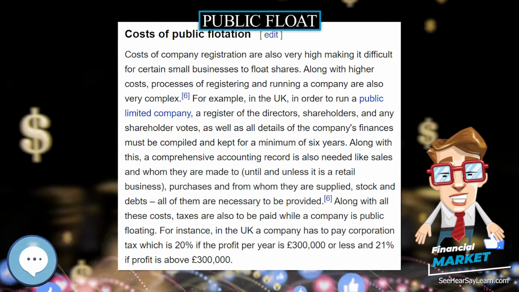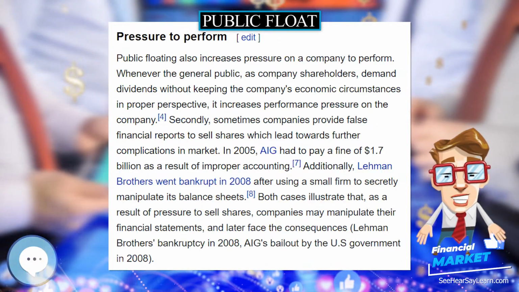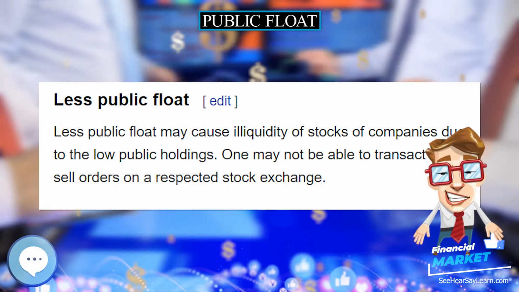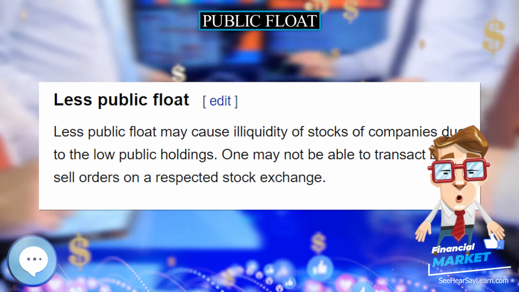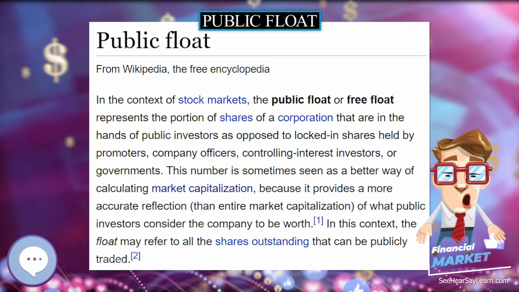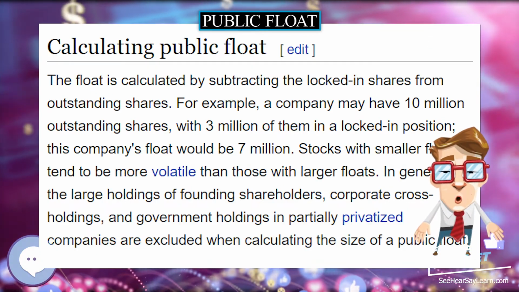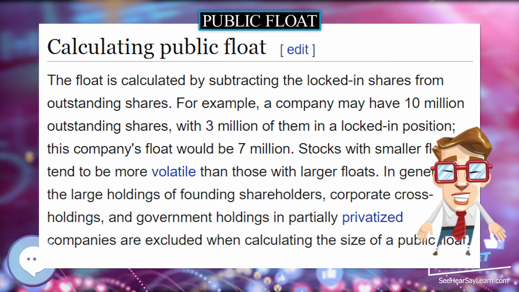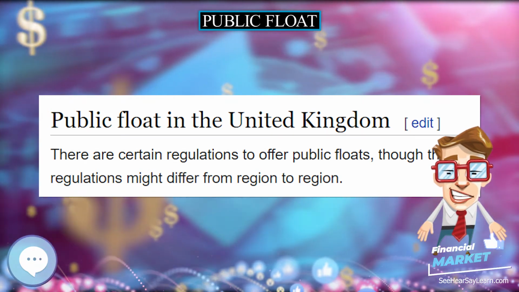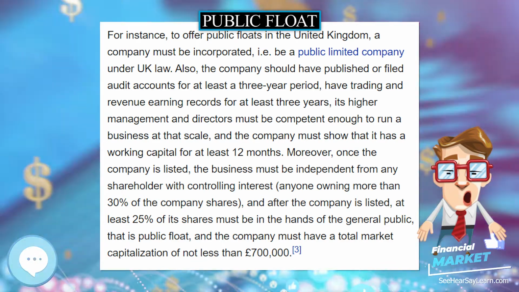Calculating public float. The float is calculated by subtracting the locked-in shares from outstanding shares. For example, a company may have 10 million outstanding shares, with 3 million of them in a locked-in position. This company's float would be 7 million. Stocks with smaller floats tend to be more volatile than those with larger floats. In general, the large holdings of founding shareholders, corporate cross-holdings, and government holdings in partially privatized companies are excluded when calculating the size of a public float.